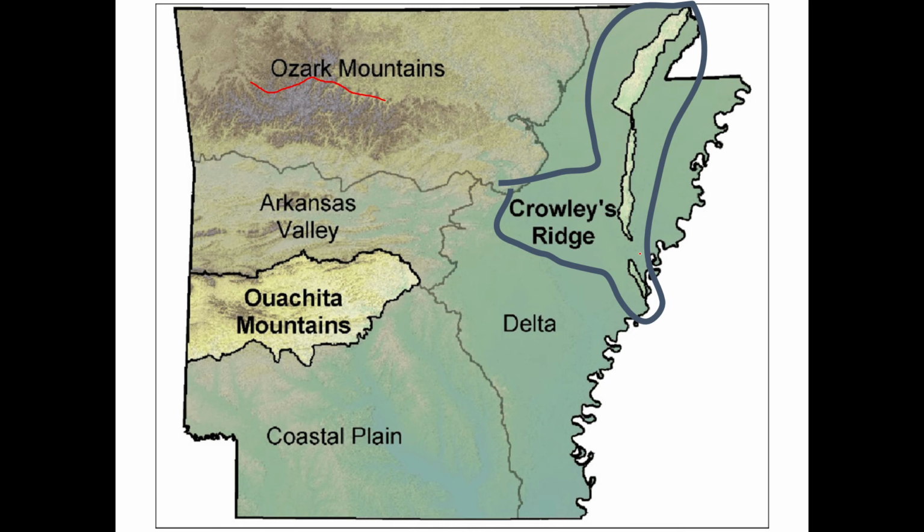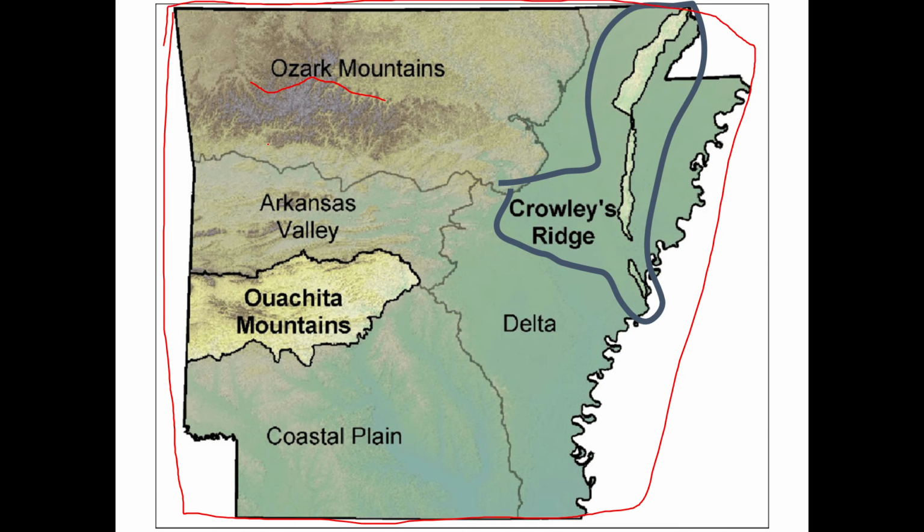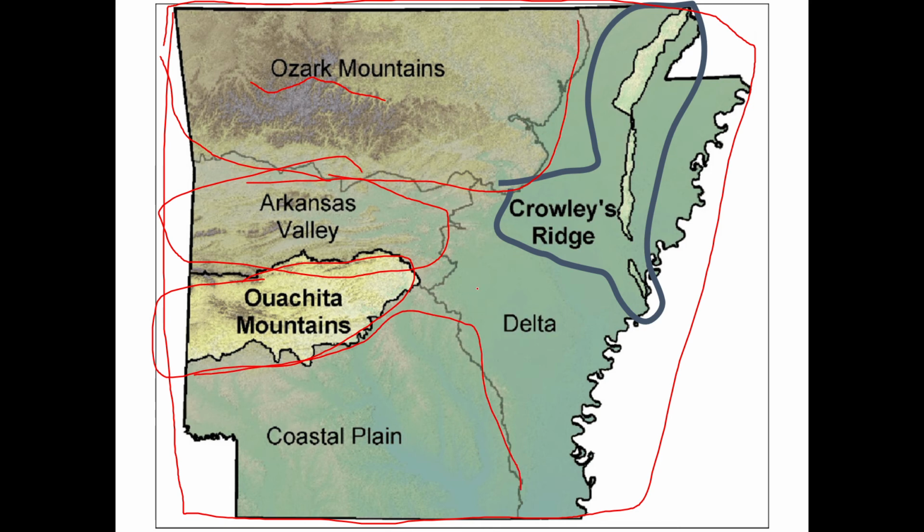Now you know. Also, if I haven't introduced it before, we can break up Arkansas into these different sections, right? We've got the Ozark Mountains, we've got the Arkansas River Valley, and we've got the Ouachita Mountains, and then there's the coastal plain, and then the Delta, and then Crowleys Ridge is sometimes considered its own geographic feature of Arkansas.